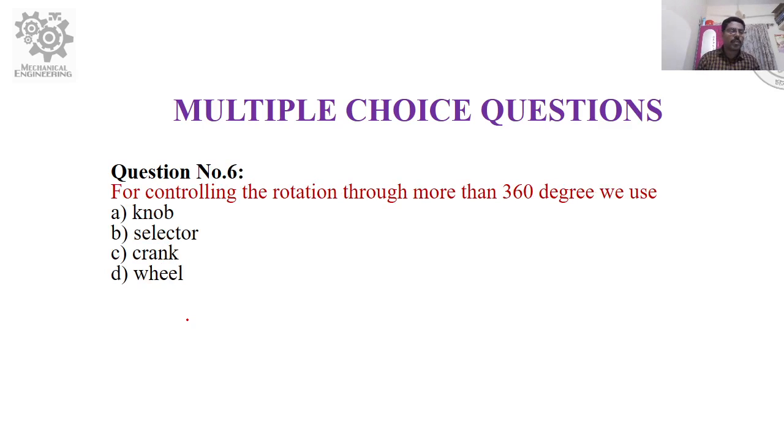Okay, we'll go for question number 6. For controlling rotations through more than 360 degrees we use: knob, selector, crank, or wheel. Carefully observe the question here. So guess your answers, find out the correct answers. I will give the key answers at the end of the session.